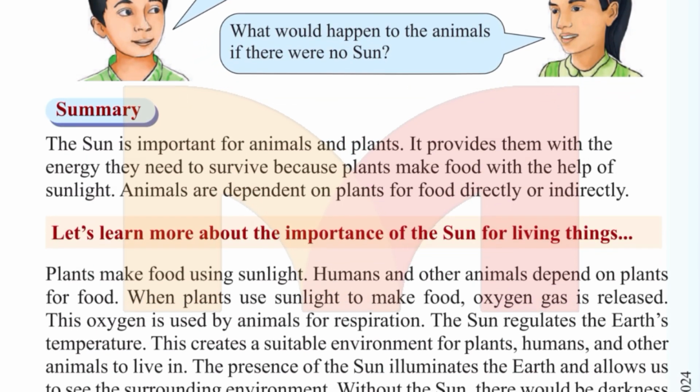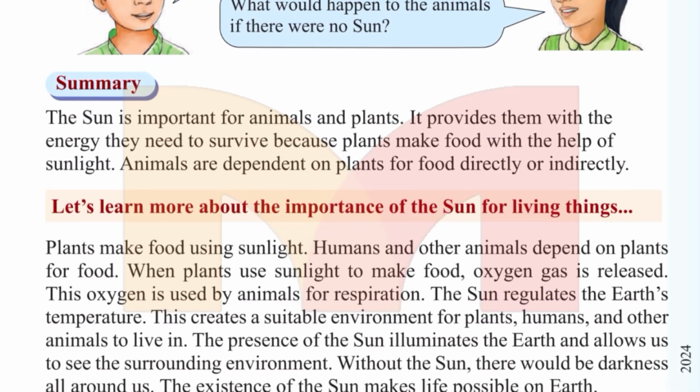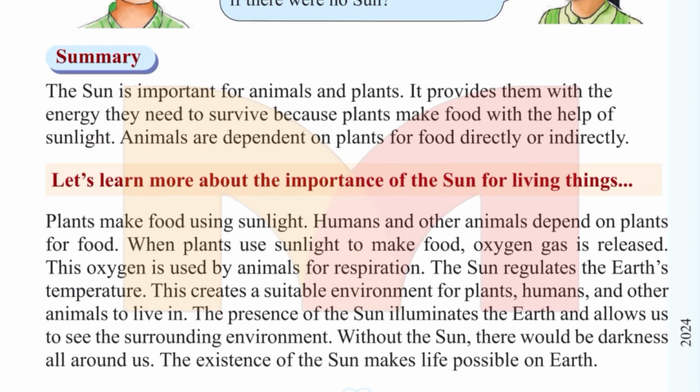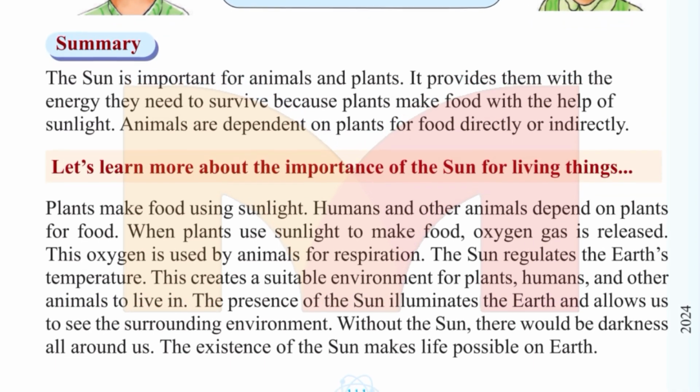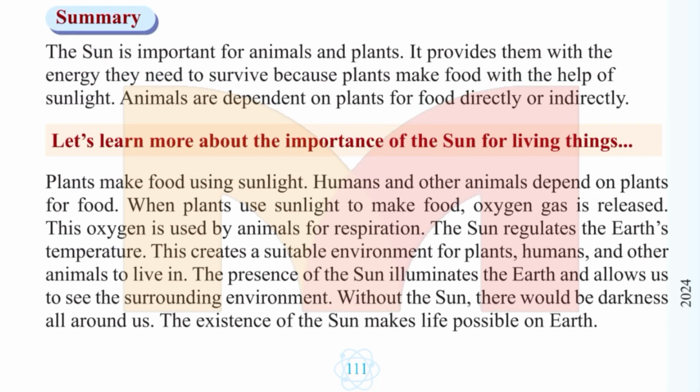Let's learn more about the importance of the sun for living things. Plants make food using sunlight. Humans and other animals depend on plants for food. When plants use sunlight to make food, oxygen gas is released. This oxygen is used by animals for respiration.